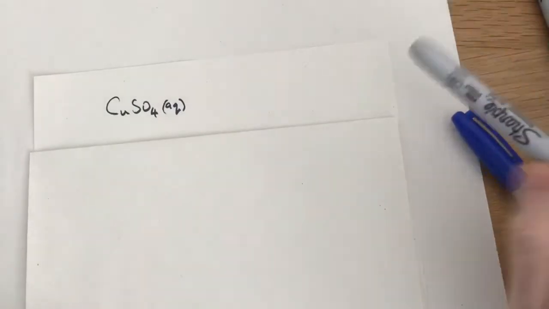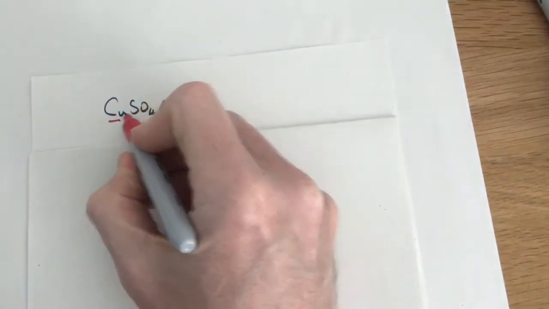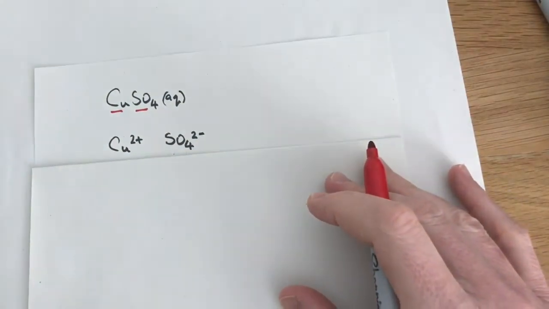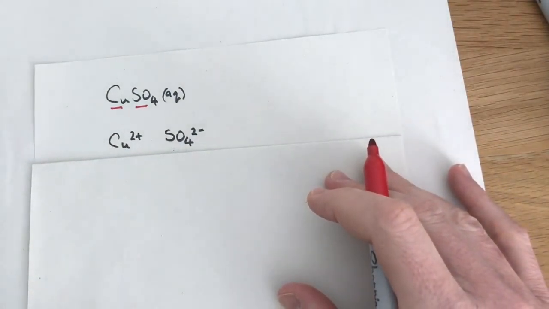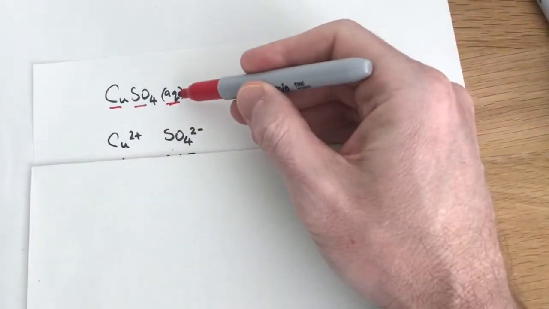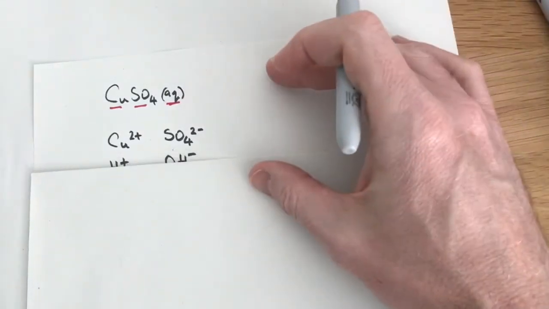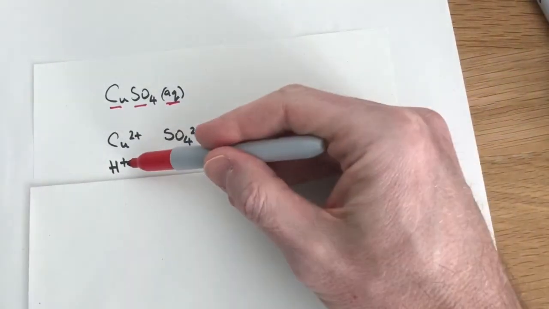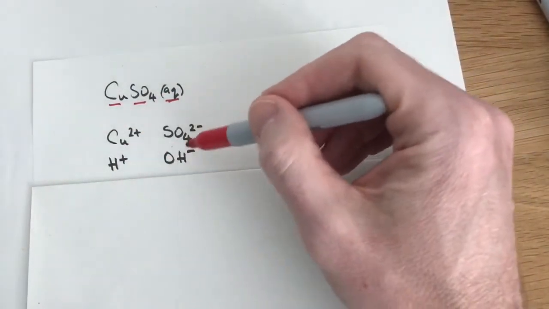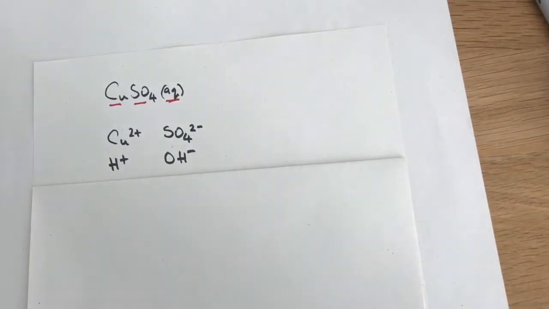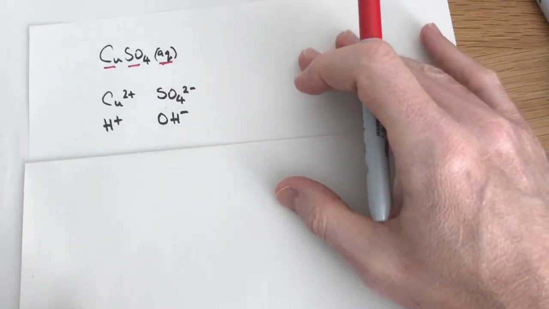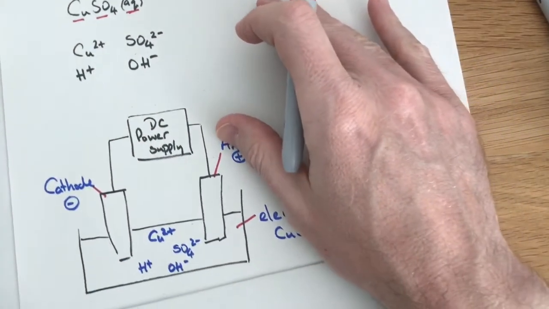So the fact that we have got copper sulfate as the ionic compound is going to give us copper ions, Cu2+, and sulfate ions, SO4 2-. The fact we've got aqueous, remember aqueous means dissolved in water to make a solution, means we're going to get H+ ions from the water and OH- ions. Okay, so in this reaction for the electrolysis, we're going to deal with 4 ions as the electrolyte as part of this electrolysis process.